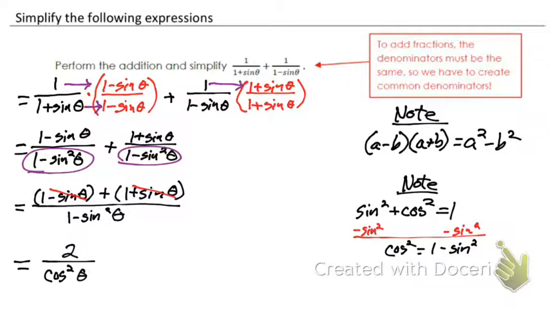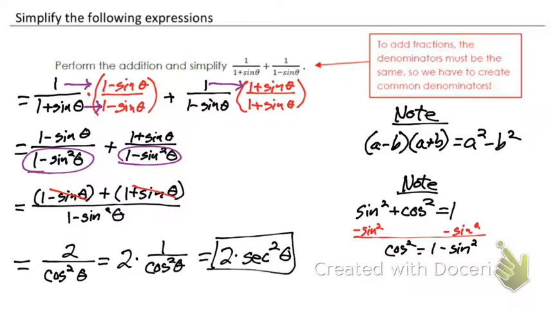So we have 2 over cosine squared theta. Well, whenever you have cosine in the denominator, you're going to think secant. Maybe I'll do one more step here. We actually have 2 times 1 over cosine squared theta, which is going to equal 2 times secant squared theta.